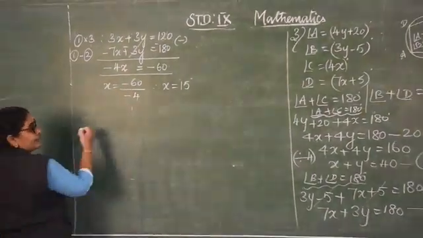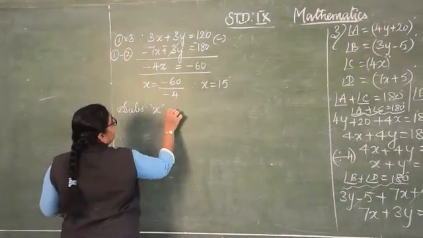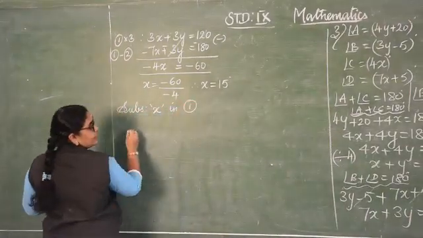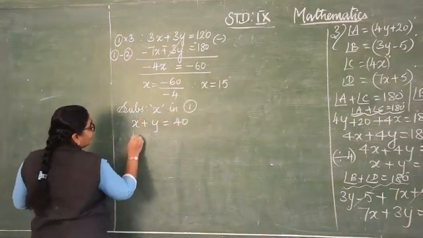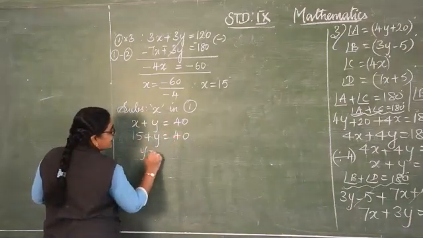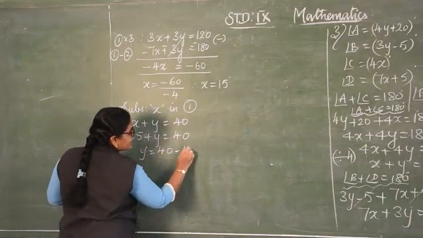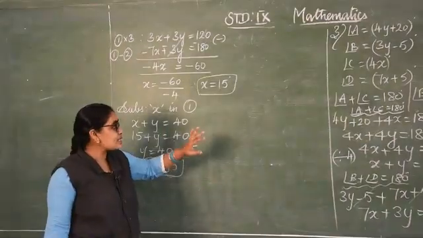Substitute this x in first equation. What is yours? x plus y is equal to 40. 15 plus y is equal to 40. So y is equal to 40 minus 15. y is equal to 25. Now answer. What is the answer?